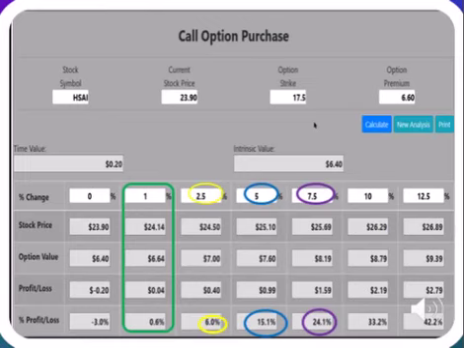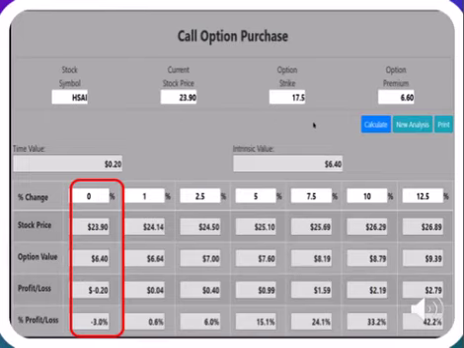The call option purchase calculator also shows that if the HSAI stock price increases by 2.5%, the 17.5 call will make a 6%, or $40, profit. If the stock price increases by 5%, the 17.5 call will make a 15.1%, or $99, profit. If it increases by 7.5%, the 17.5 call will make a 24.1%, or $159, profit. The plus 10% and plus 12.5% numbers are also displayed. You can see that the profits get better and better.